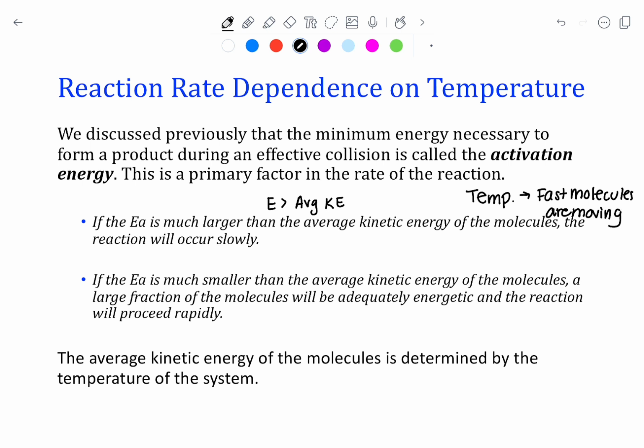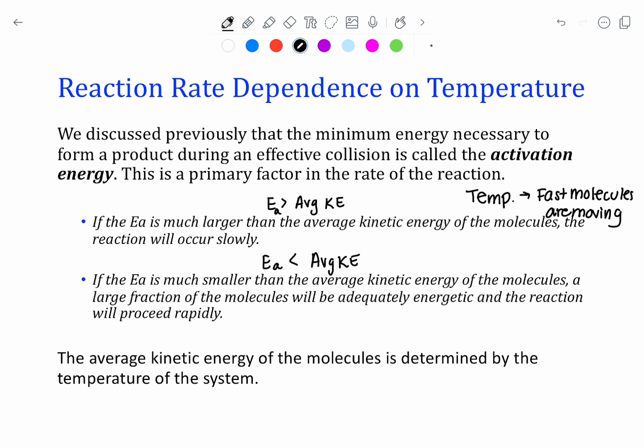If the activation energy is much smaller than the average kinetic energy of the molecules, so we can think of maybe the molecules are moving much faster now in comparison to our first one, our activation energy, let's throw an A there, is smaller than the average kinetic energy, then a large fraction of those molecules will be adequately energetic and the reaction will proceed rapidly.